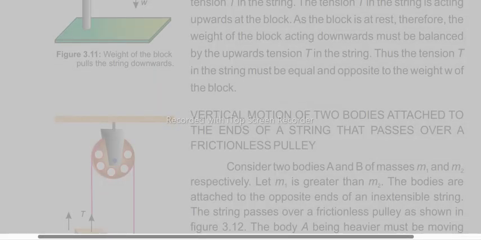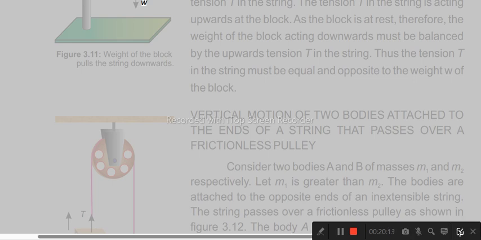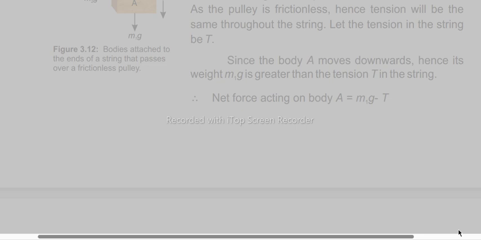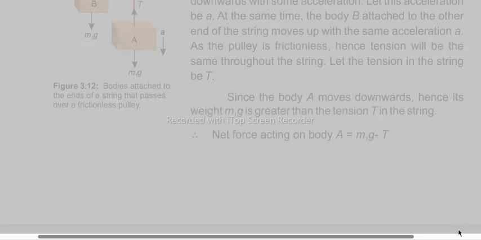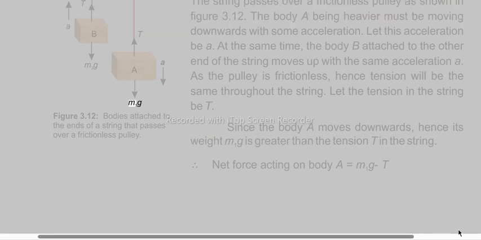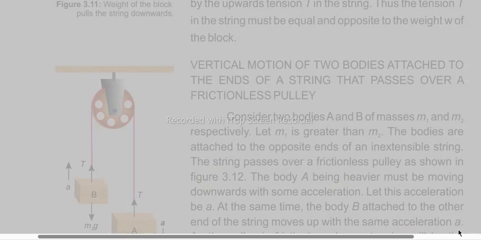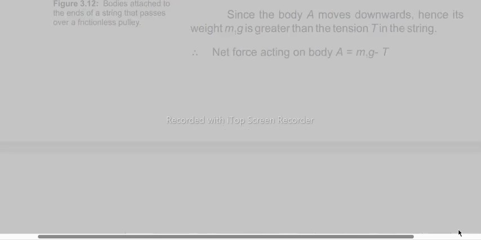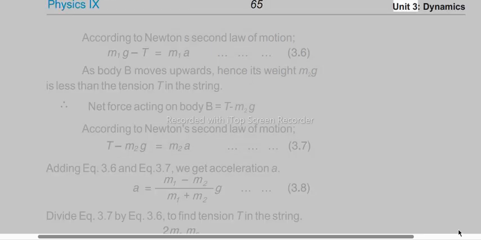Figure 3.11. Weight of the block pulls the string downwards. Figure 3.12. Bodies attached to the ends of a string that passes over a frictionless pulley. Physics 965, Unit 3, Dynamics.